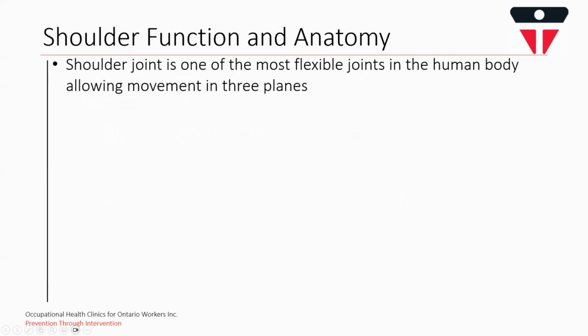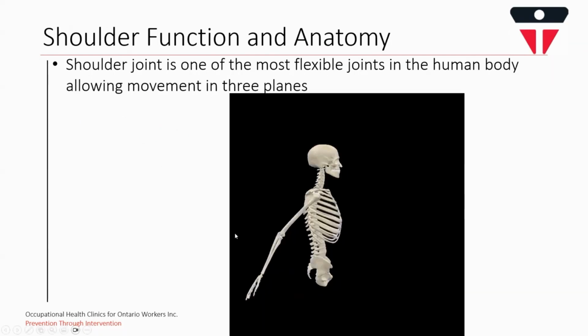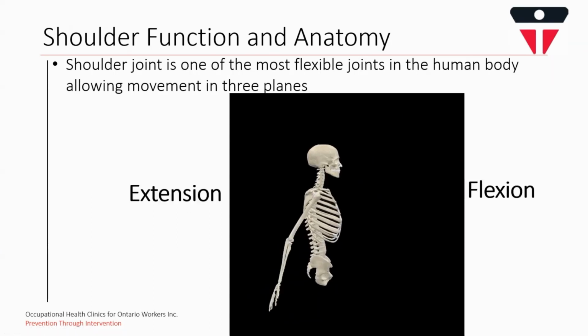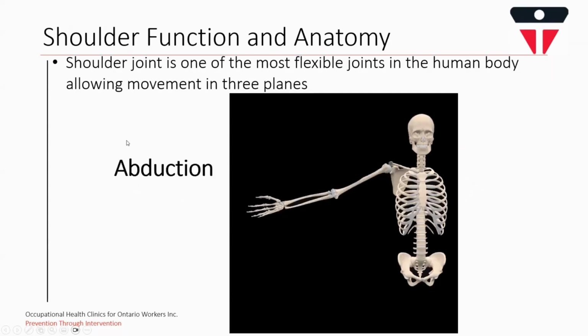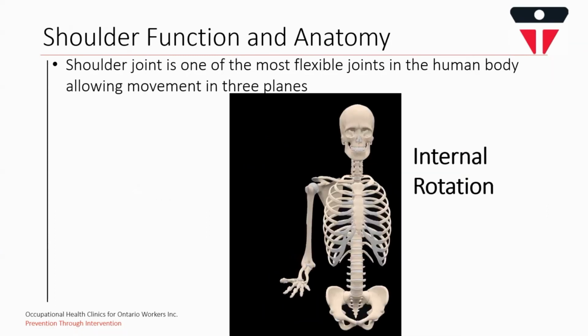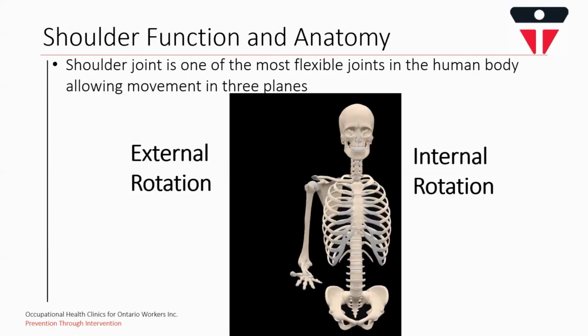The shoulder joint is one of the most flexible joints in the human body, allowing movement in three planes. This includes flexion and extension, abduction and adduction, internal rotation, and external rotation.